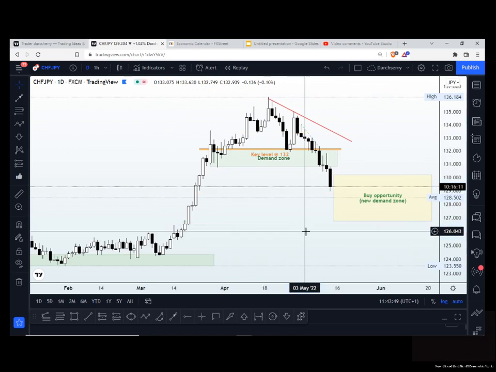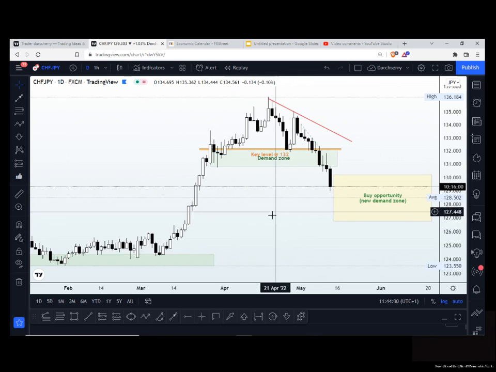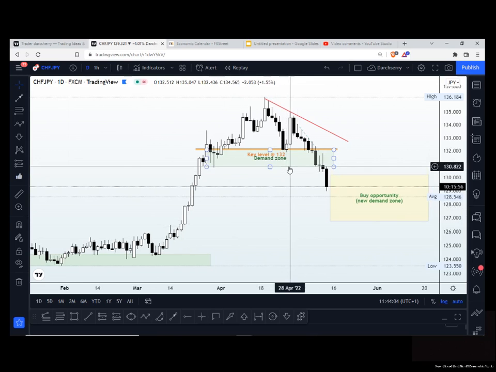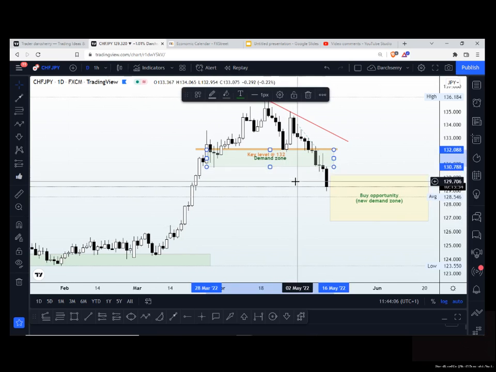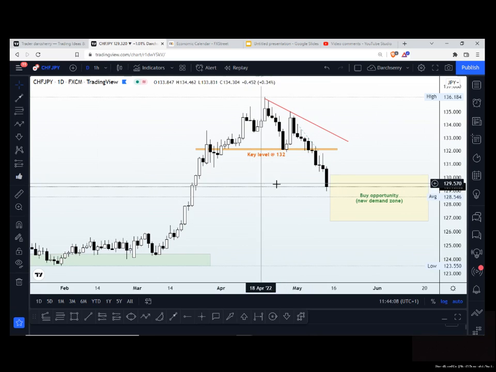So we're still waiting for structures to line up for us to take that bullish momentum to the upside. So that is that on the CHF JPY for me. And let's see how price reacts over the next couple of days.